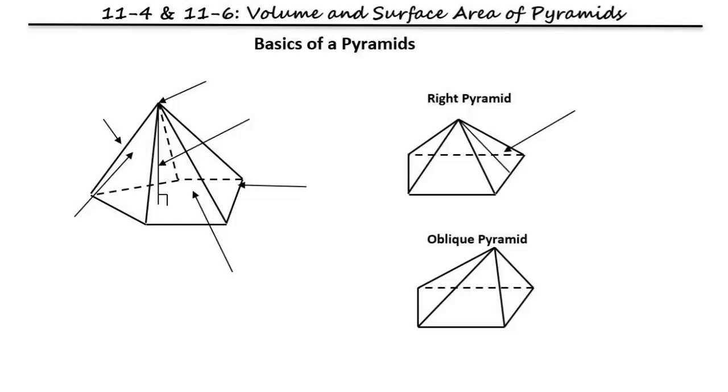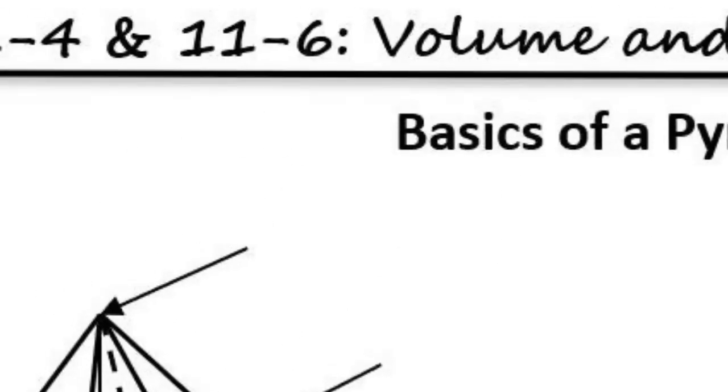And then we had a similar relationship on the surface area formulas too. We have the same types of relationships between prisms and pyramids that we did between cylinders and cones. So I want to talk about the parts of a pyramid, and then we'll talk about the two types of pyramids, right pyramids and oblique pyramids. So up at the tippy top, we call that the vertex.